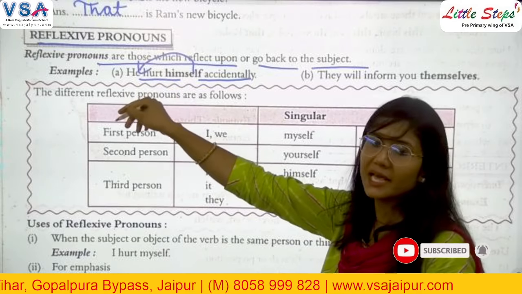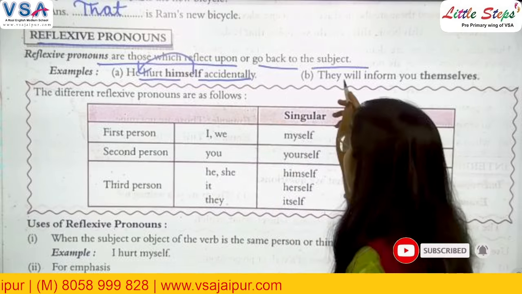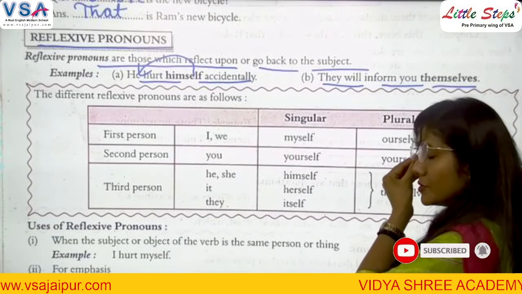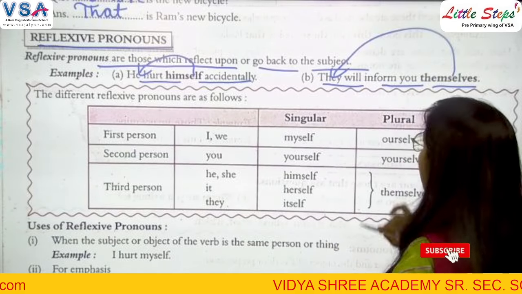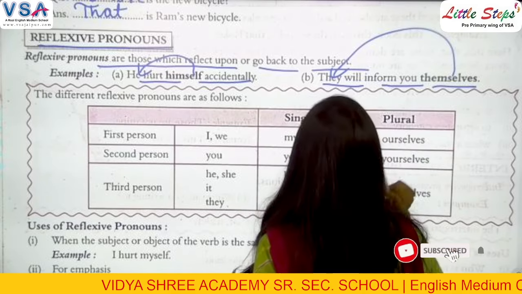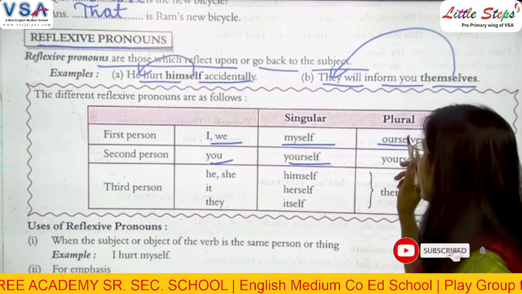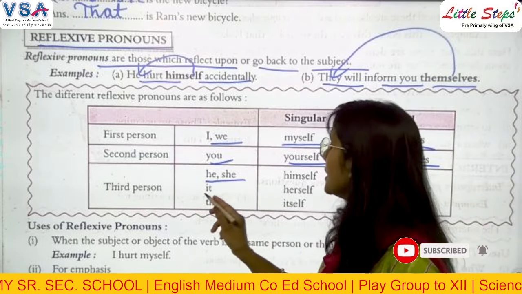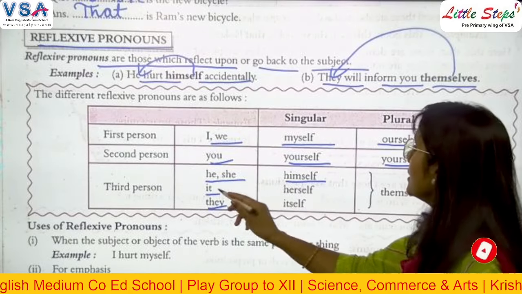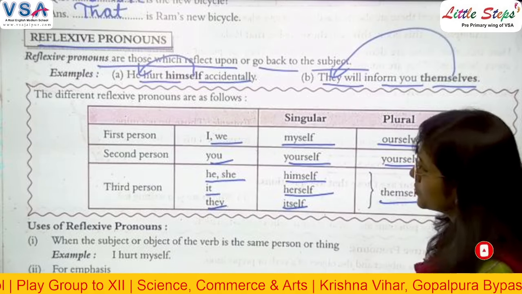तो यहाँ पर ये सब्जेक्ट पर आ रहा है ना वापस से कि किसने किसको हर्ट किया? उसने अपने आप को किया. He hurt himself accidentally. Like this, they will inform you themselves. तो वो आपको इन्फॉर्म करेंगे खुद. तो यहाँ पर भी हमें वापस से सब्जेक्ट पर आना पड़ता है. First person I, we: myself, ourselves. Singular myself, plural ourselves. Second person you: singular yourself, plural yourselves. Third person he, she, it, they. They is plural. He makes himself, she makes herself, it makes itself, or they make themselves, because this is plural.